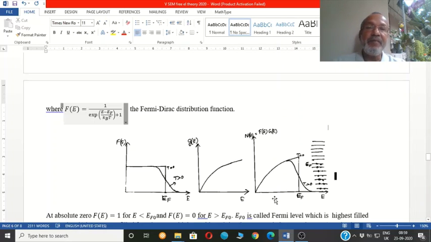Our next aim is to calculate the specific heat of electrons. There was a problem in Drude-Lorentz theory with the specific heat. It predicted too high a specific heat. That was 3 by 2 R. The specific heat of electrons was found to be 3 by 2 R according to Drude-Lorentz theory, which is found to be 100 times larger than the actual experimental values.